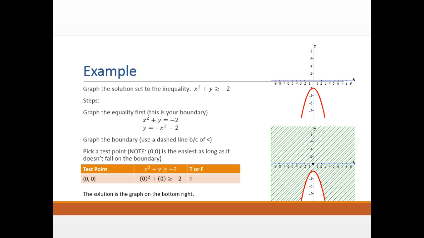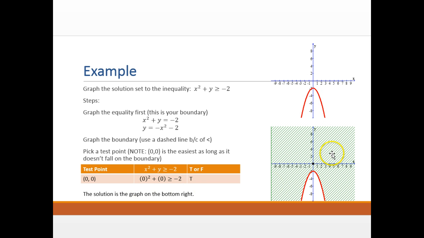Now I can also do nonlinear inequalities. I can graph the solution set to the inequality x squared plus y is greater than or equal to negative 2. First I want to sketch the boundary. I have x squared plus y equals negative 2, so y equals negative x squared minus 2. This is a parabola facing downward, shifted down 2 units. I'm going to use a solid line in this case because this was greater than or equal to.